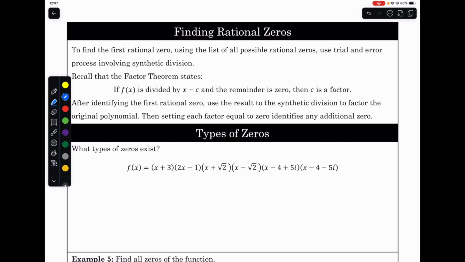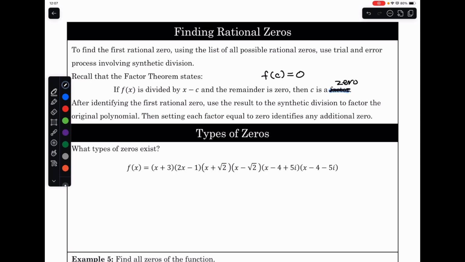Now recall that when f of x is divided by x minus c and the remainder is 0, it means that c is going to be a zero. That's not the right word here. It's going to be a 0, meaning that when I plug the value of c into the function f, I should get the number 0 as a result.